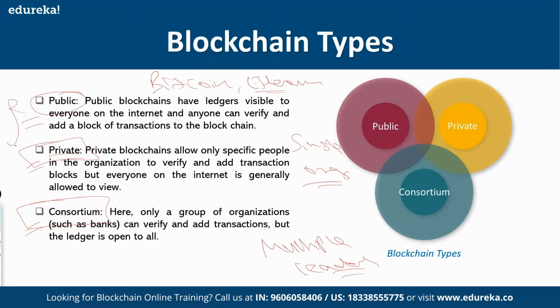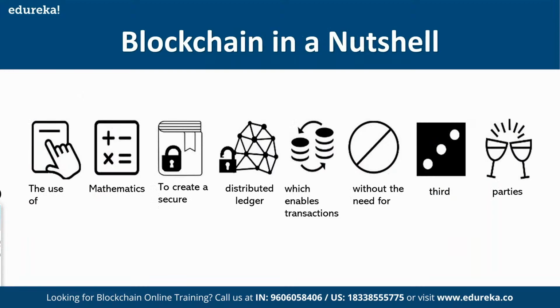Okay, that's how the blockchain types are being segregated into public, private, and consortium blockchains. So in a nutshell, we are using some mathematics, that means some hashing and cryptography, to create a secure ledger so that nobody would try to attack the system, which would enable transactions to be done without the need of any intermediaries. This is what a blockchain is in a nutshell.